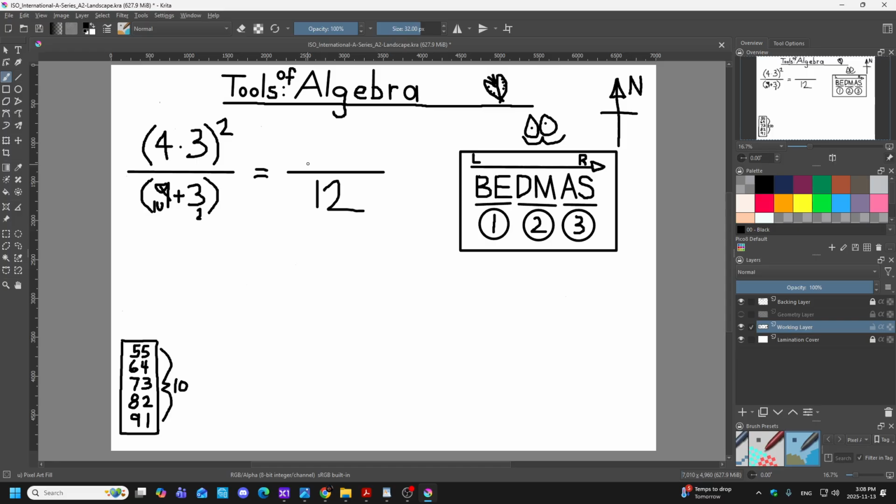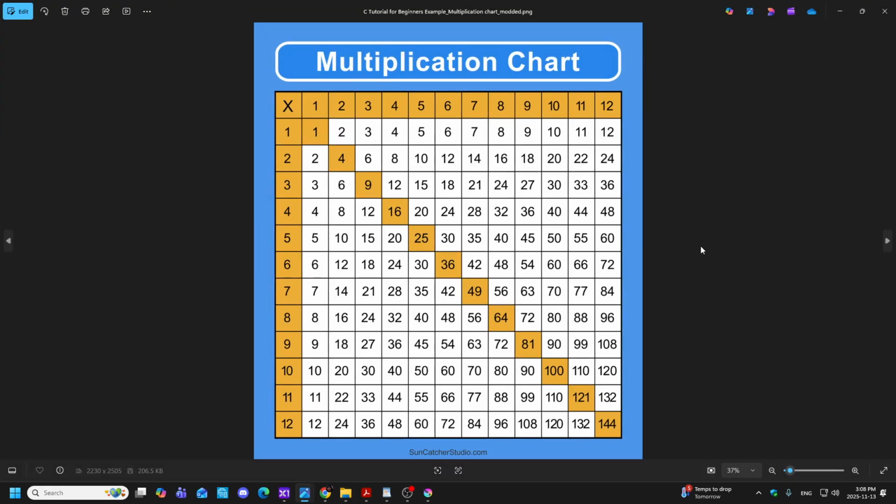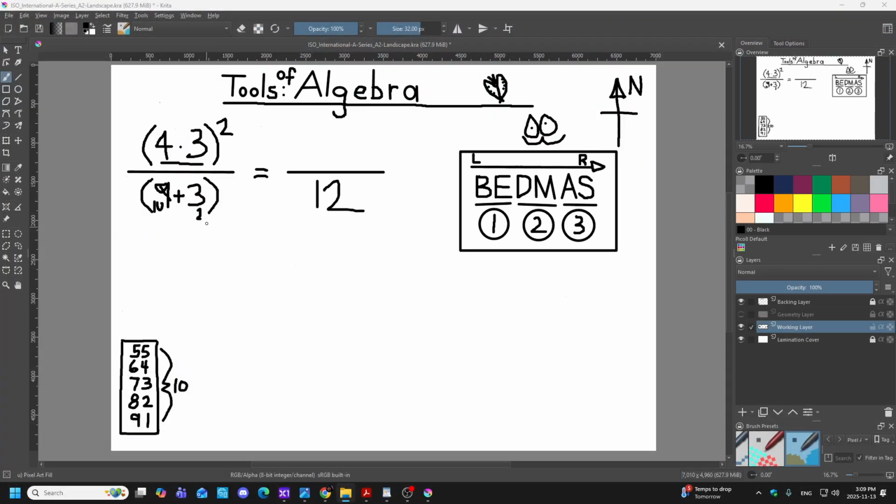Following BEDMAS rules, brackets first. So what that means is finish and complete whatever's inside the brackets. Knowing your multiplication or times table, it is highly recommended that you have this memorized or studied. It will exponentially help you solve your mathematical problems quicker, faster, effectively, and efficiently. We all support you here, and good luck. 4 times 3 is 12.